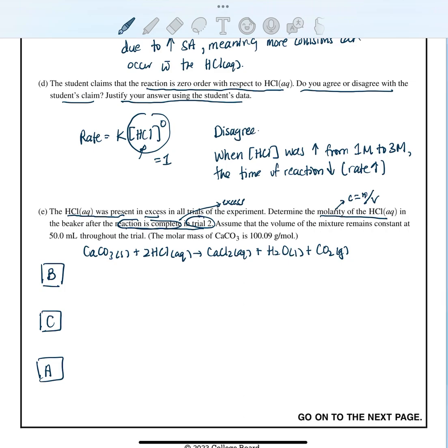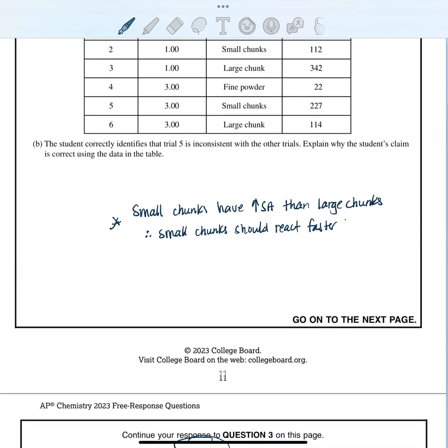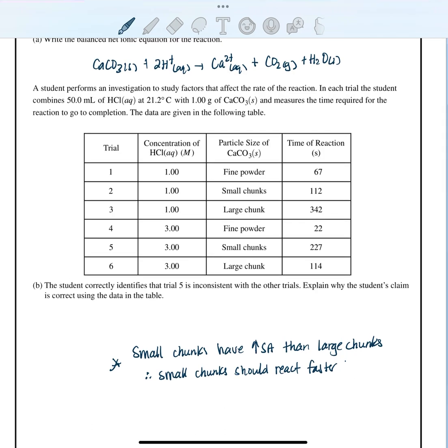So I like to set this up using a BCA table, which stands for before, change, and after. And before means if you go all the way back, you have to look at the data table from this question. It says to use trial 2. So before we mix these things together, I have a concentration of HCl of 1.00 moles per liter, and it's occurring in a volume of 50 milliliters.